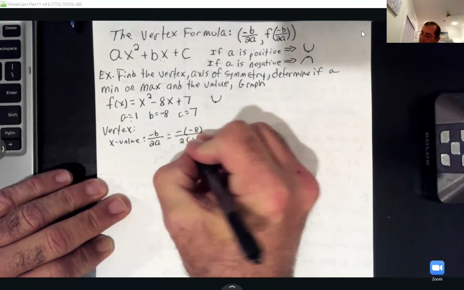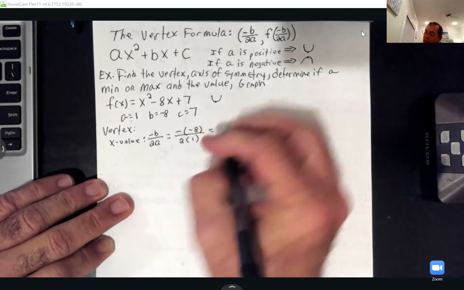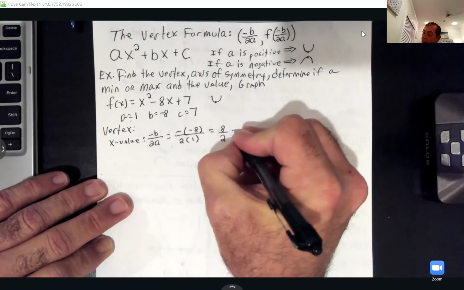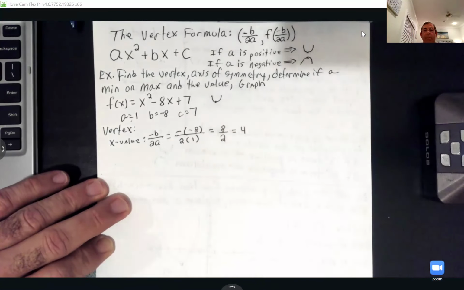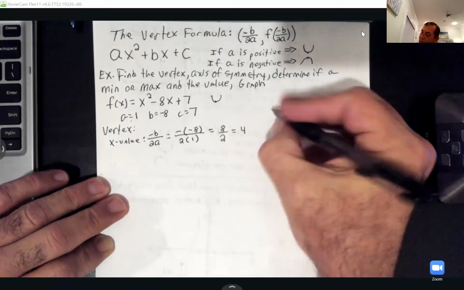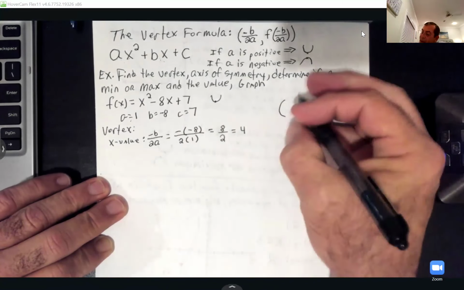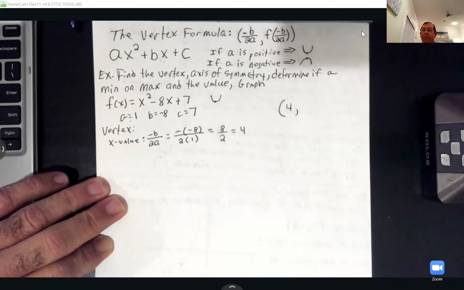So that little negative in front of that b, its only purpose in life is to change the sign of the b in your formula. Now, 2 times 1 on the bottom. So y'all, like we said, that's going to give me a positive 8 over 2, which gives us a positive 4. So now, I'm going to put my vertex here. I know the x value is a 4.